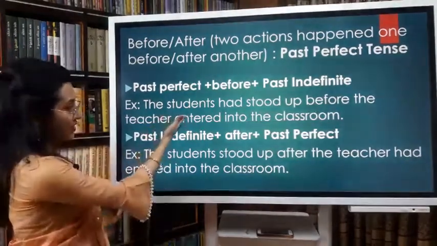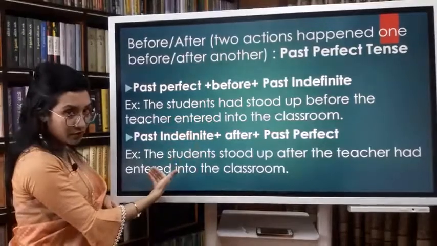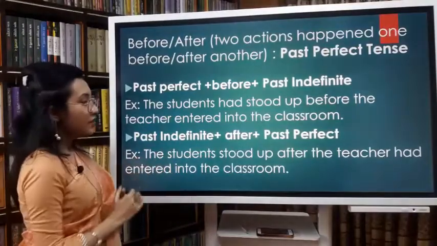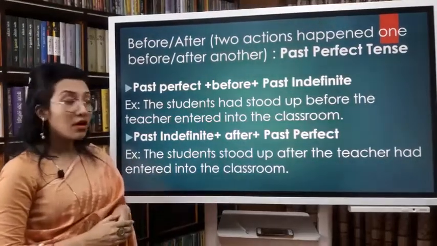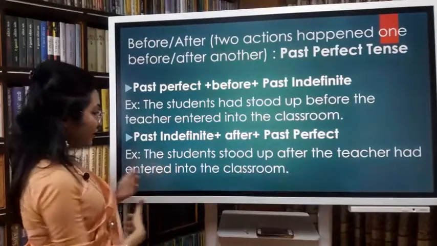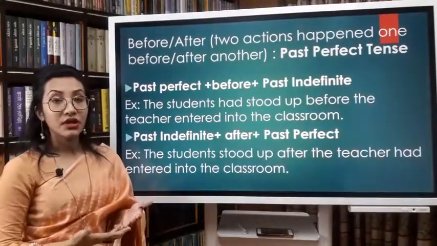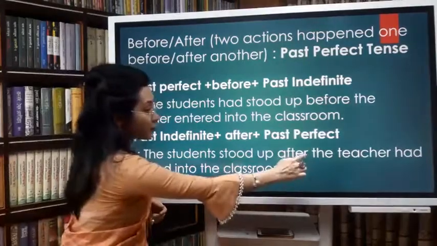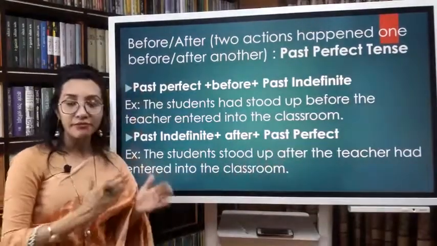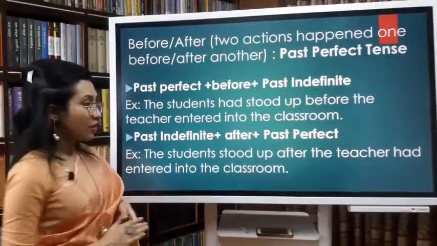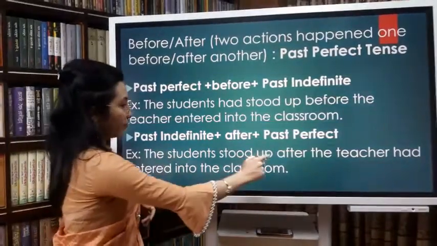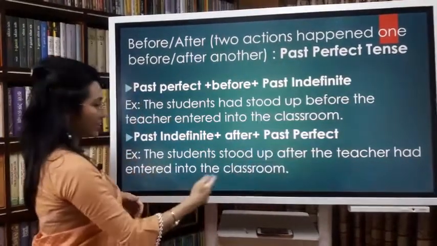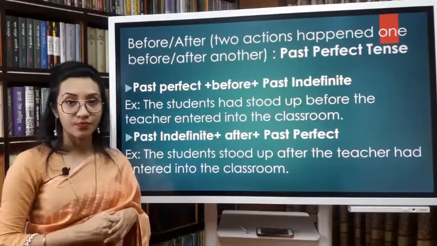Now the same sentence has been used here in a reverse form using after. The students stood up after the teacher had entered into the classroom. Since we have used after here, we know that আমরা কি করব, after এর পরে আমরা perfect টা দিচ্ছি. For that reason, we have used after the teacher had entered into the classroom.